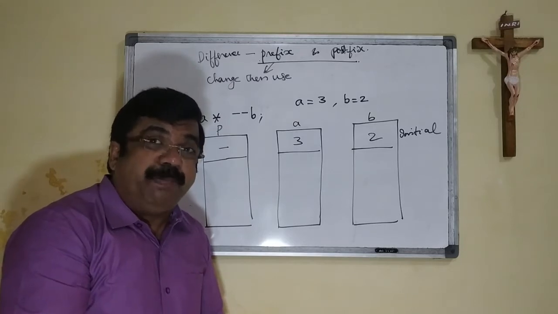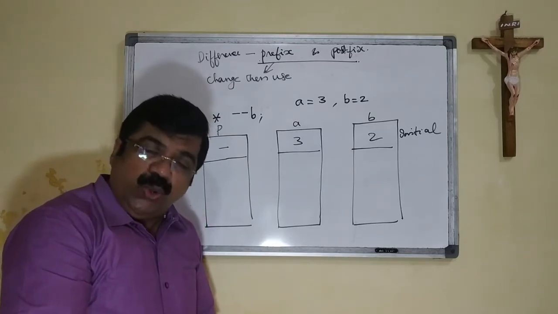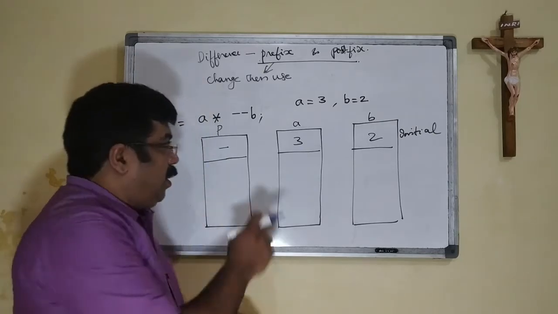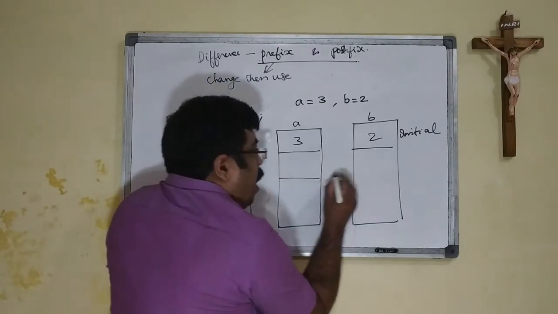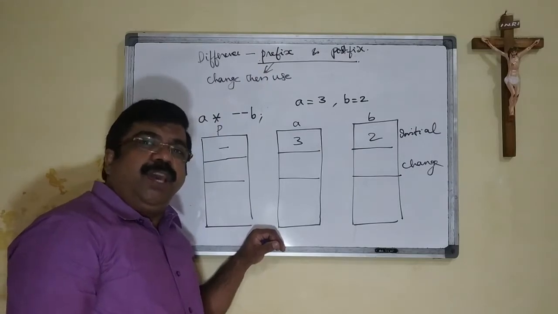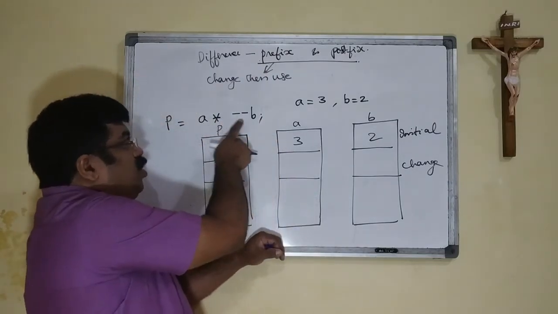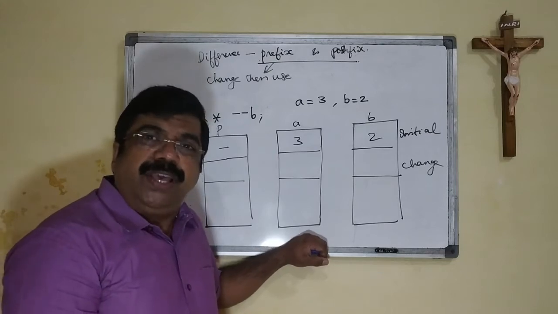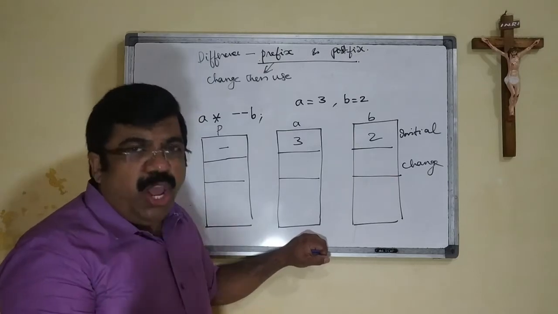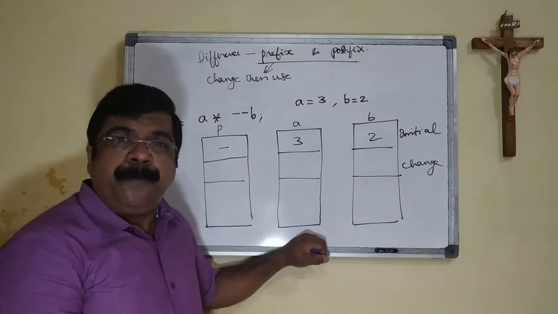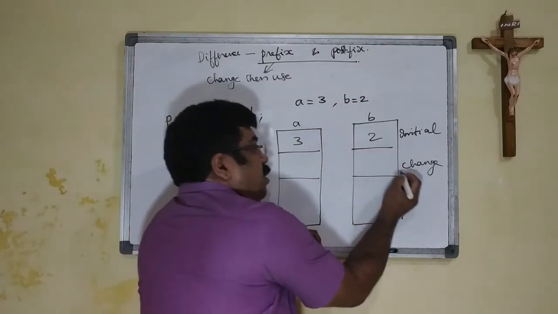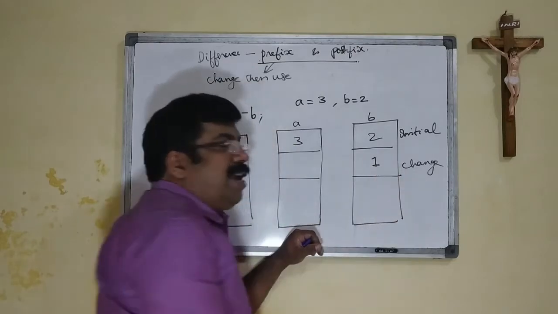As per the following principle, change then use for any prefix operator. So we have the next step as the change step. Here we are changing the value. Which variable is having the prefix operator? It is with the B. It can be with the A also, but now we are seeing it is with the B. So B is decremented, and the change makes it 1.